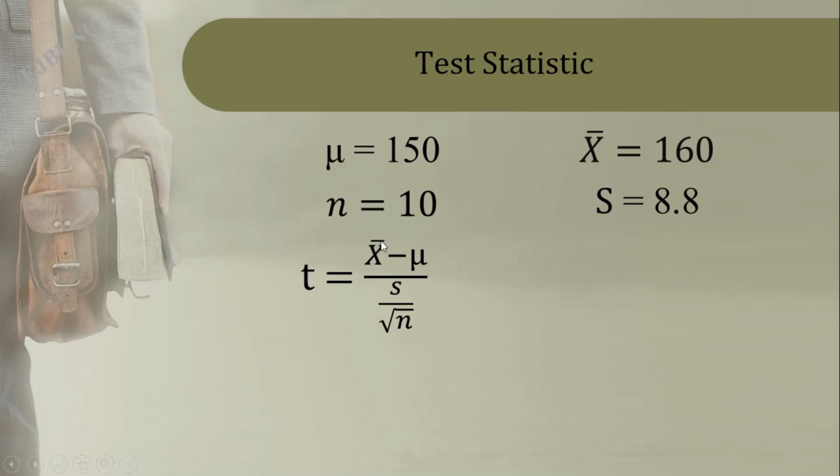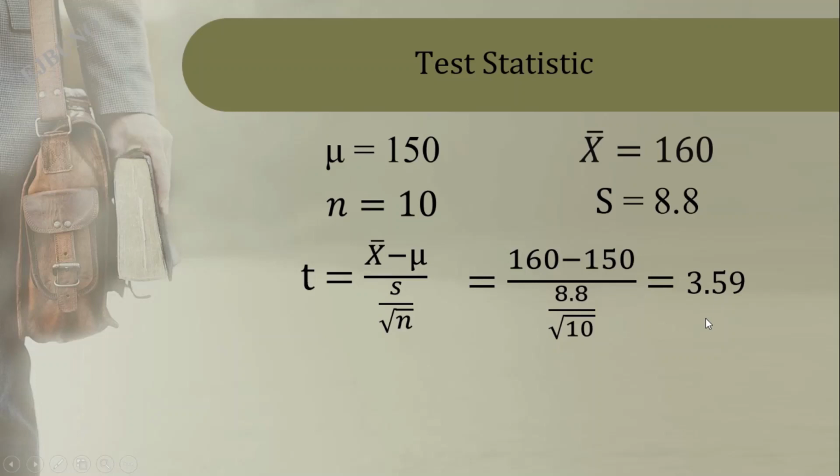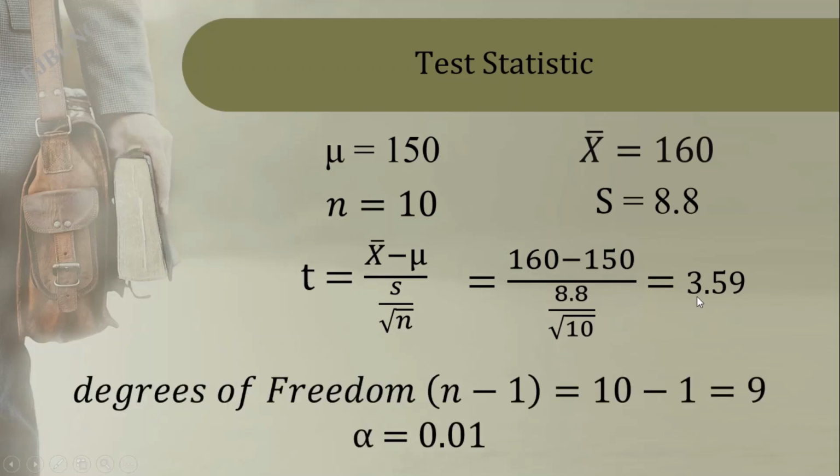So, yung x bar is kagaya na sinabi ko kanina, siya yung sample mean. Then, minus the assumed mean divided by the standard deviation over square root of n. So, given na siya, substitute lang. So, we come up to 3.59. Ito yung test statistic natin. Value niya, 3.59. So, meron tayong degrees of freedom, which is n minus 1. Diba yung n natin is 10 minus 1, 9.